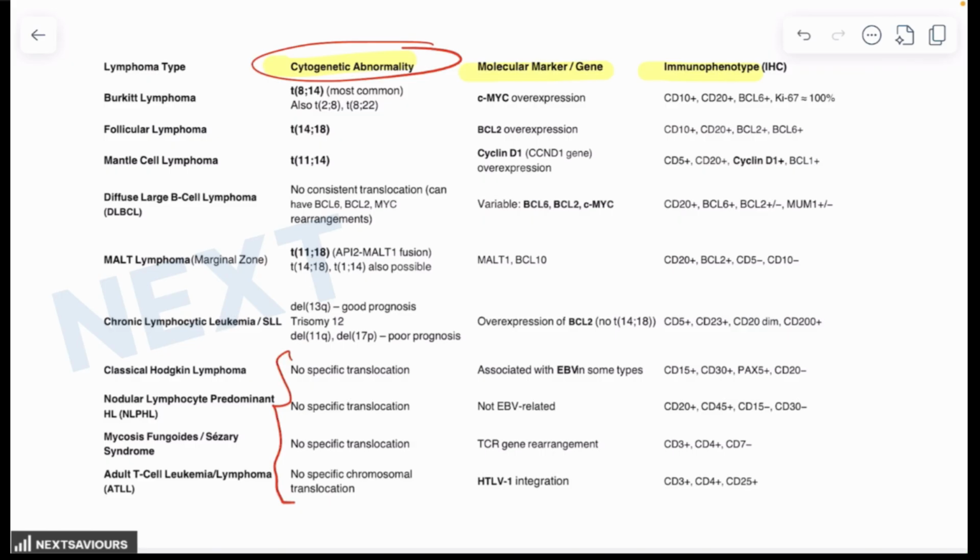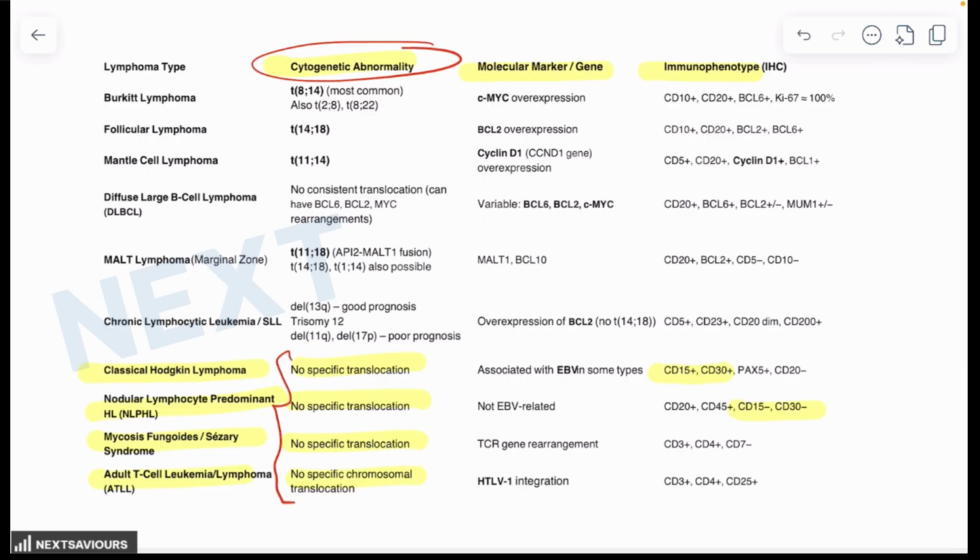So, as you can very clearly see, in case of classical Hodgkin's lymphoma, NLPHL, mycosis fungoides, and adult T-cell leukemia or lymphoma, there is no specific translocation. So the question would basically be asked from their markers in the form of immunophenotype, that means immunohistochemical markers. Like in case of classical Hodgkin's lymphoma, it is expression of CD15 and CD30. But CD15 and CD30 would be negative in case of nodular lymphocyte predominant Hodgkin's lymphoma.